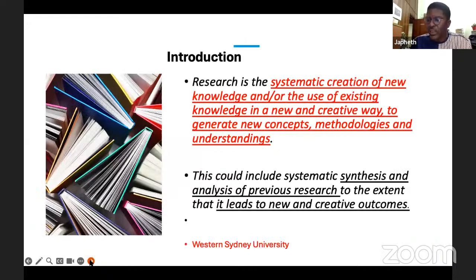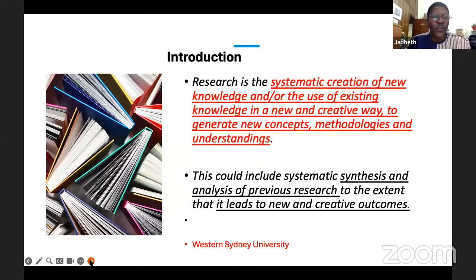So to start with, if we are talking about research, then we can have several definitions for what research stands for. But when I was preparing for this particular webinar, I came across a certain definition from the Western Sydney University's webpage, which I modified in 1 or 2 things, but I think it still captures what research actually means. If we are talking about research, we must have in mind a systematic way of conducting whatever we are doing. So we can define research as the systematic creation of new knowledge and or the use of existing knowledge in a new and creative way to generate new concepts, methodologies, and also understanding.